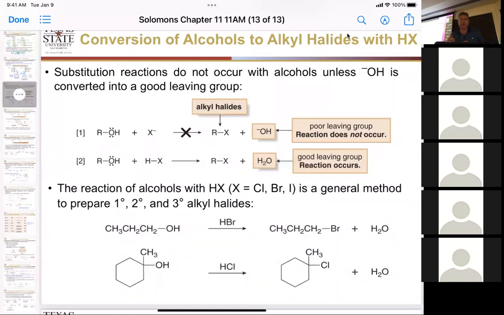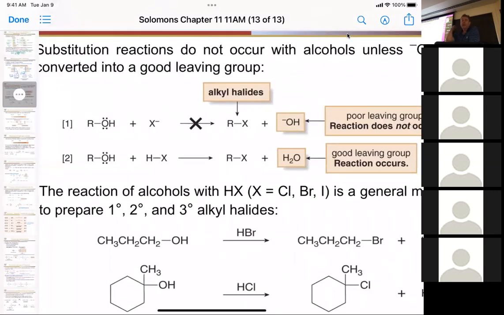So in the case of our system here, okay, you actually can't convert it just by attacking it with a nucleophile. Okay, if you just attack it with a nucleophile, it's not going to work. Why?